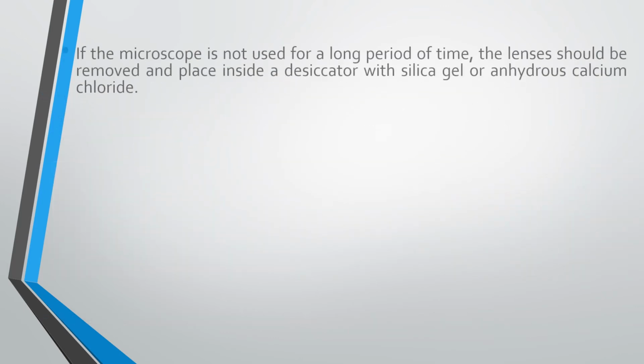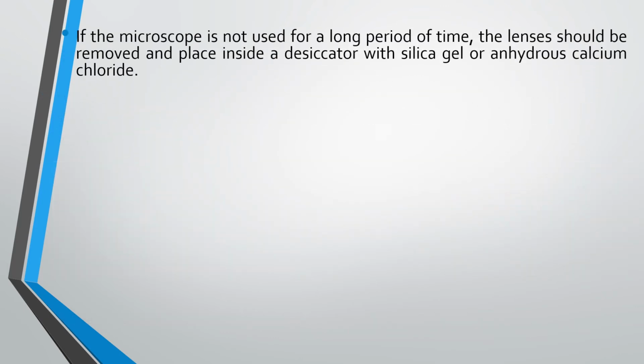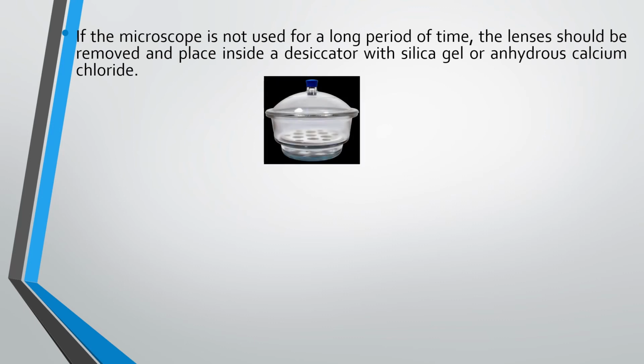And also, if you are not using the microscope for a long period of time, then the lenses can be damaged by microbial infection. So you should remove the lenses from the microscope and keep them in a desiccator with silica gel or anhydrous calcium chloride. So it prevents the growth of microorganisms on the lenses when they are not in use.